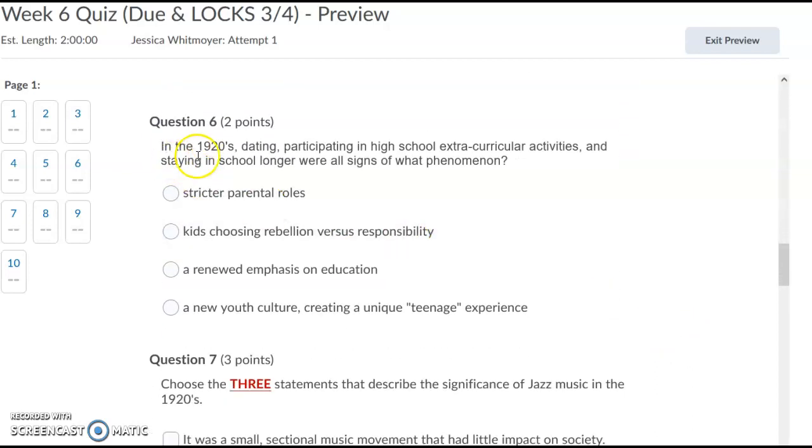Question 6. In the 1920s, dating, participating in high school extracurricular activities, and staying in school longer were all signs of what phenomenon? Stricter parental roles, kids choosing rebellion versus responsibility, a renewed emphasis on education, a new youth culture creating a unique teenage experience.